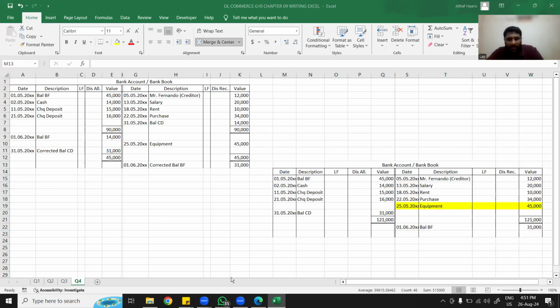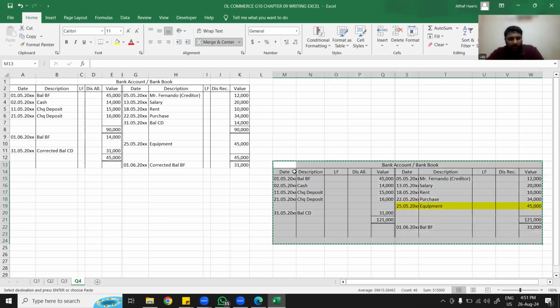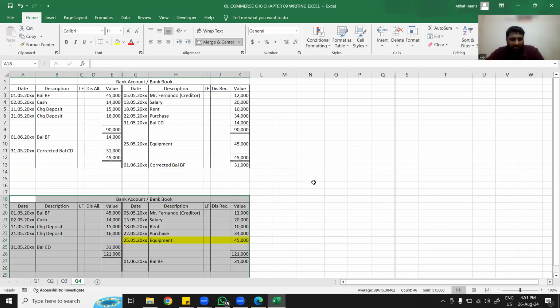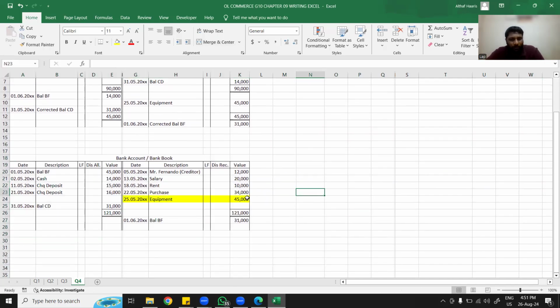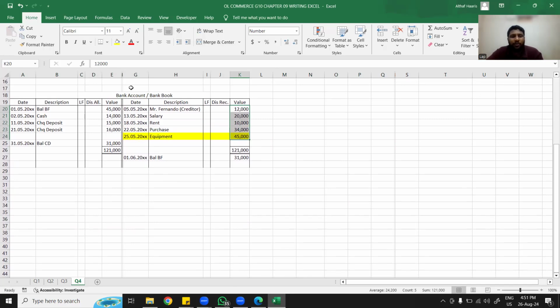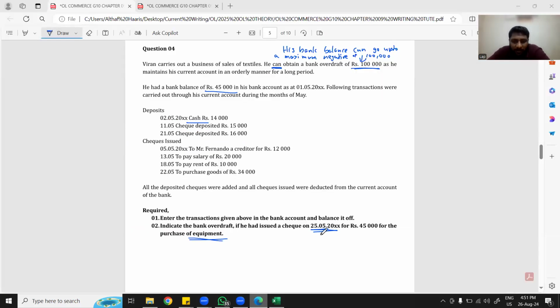How did we get that 121,000? So this 121,000, you just think and see. With the equipment you are recording it, record the 25th transaction. There was no question like that. They have given an additional transaction here on the 25th, 45,000 equipment purchase.